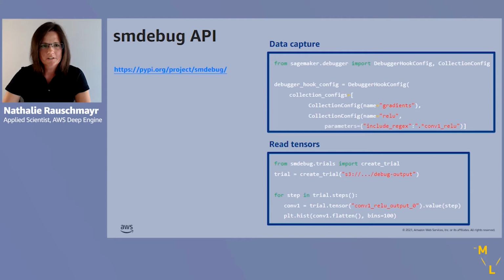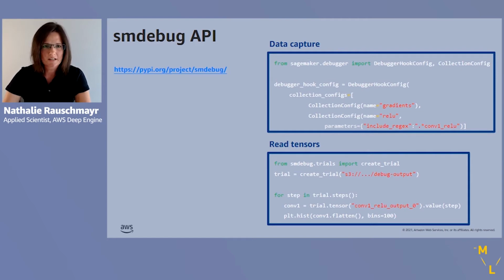trial.tensor is the function that you can use to access the actual tensor. You pass in the tensor name. In my case, I want to access the ReLU activation outputs of the first convolutional layer. With .value and a specific step number, I'm accessing now the tensor at the recorded iteration.